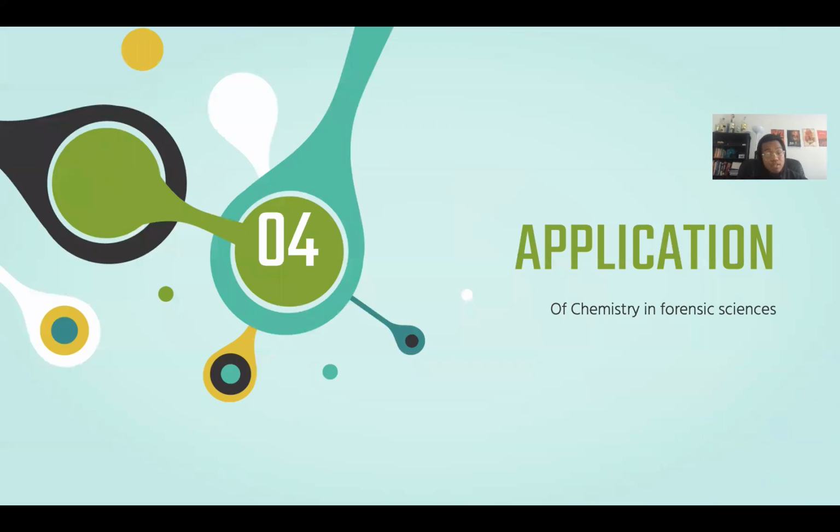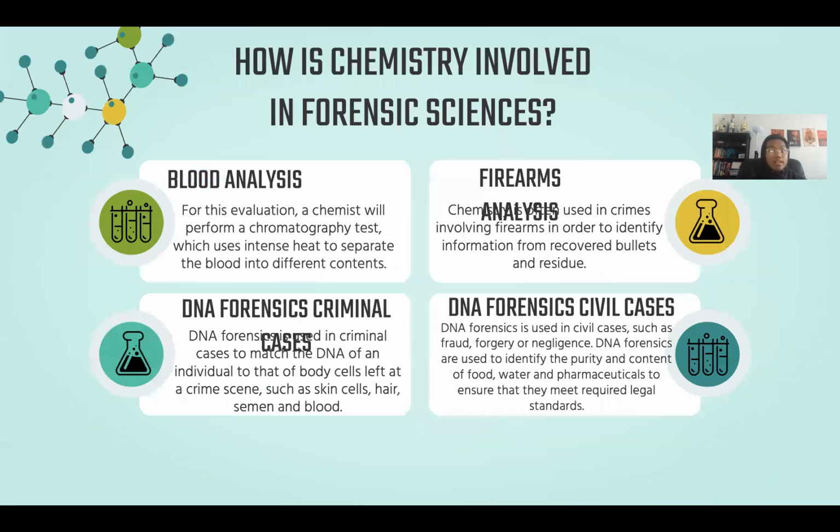The application of chemistry in forensic science. Aside from being used for identification of suspects, the contents of blood on a crime scene can be evaluated to reveal the presence of substances. For this evaluation, a chemist will perform a chromatography test, which uses intense heat to separate the blood into different contents. Afterward, a chemist determines the level of substances such as alcohol or medication that would affect the suspect's actions and motivations during a given crime.